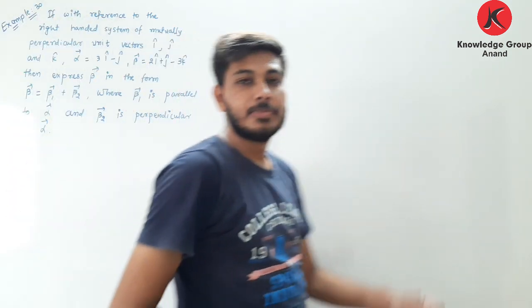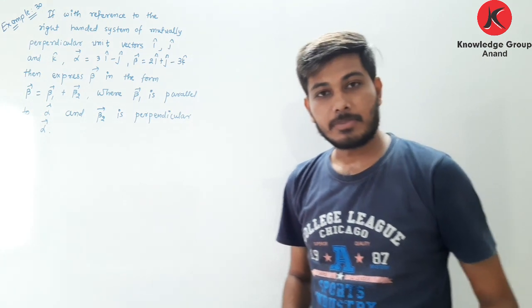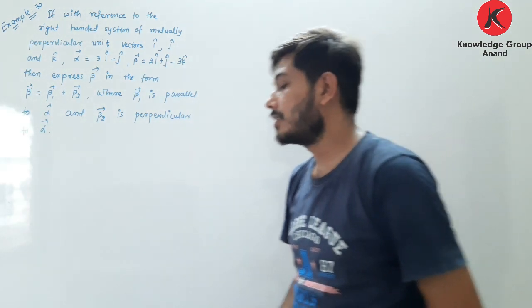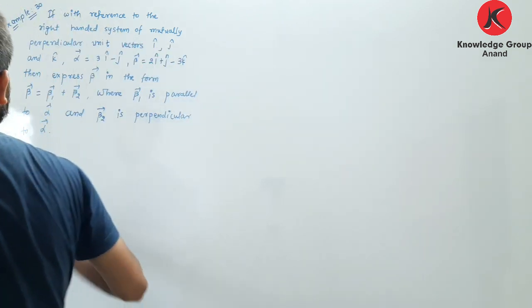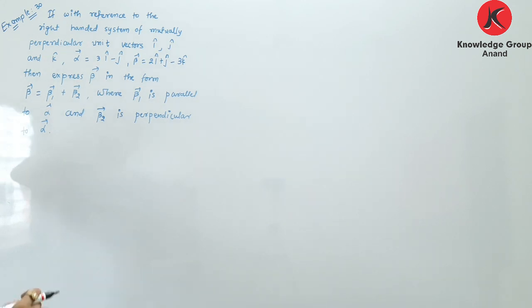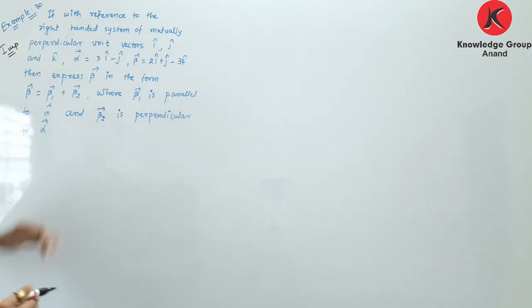Good morning, students. In the last lecture we have done miscellaneous examples up to 29. Now we are going to discuss the last miscellaneous examples of this chapter. Okay? Example number 30 is here. This one is important example, so listen carefully.